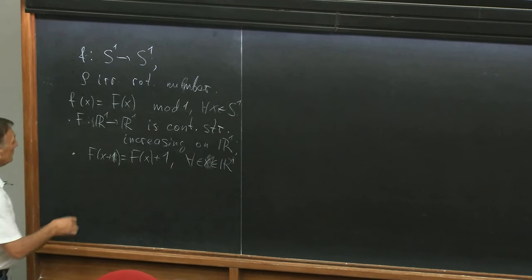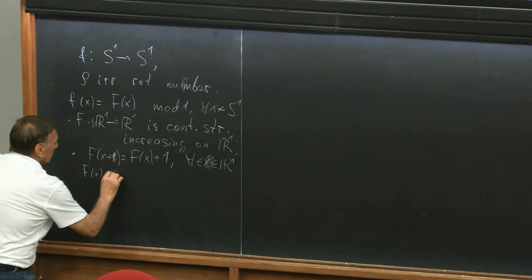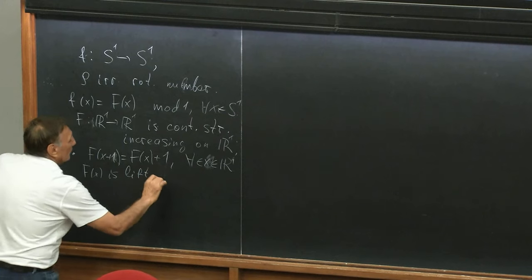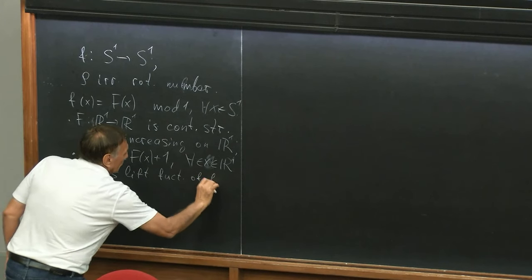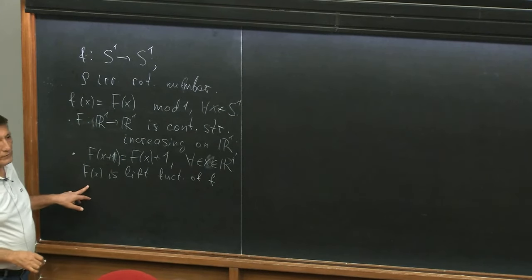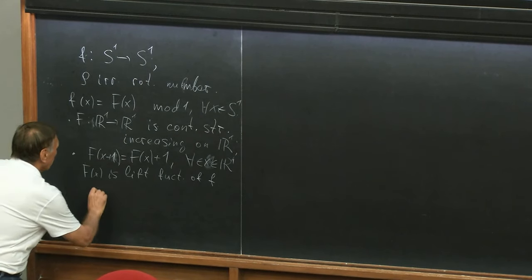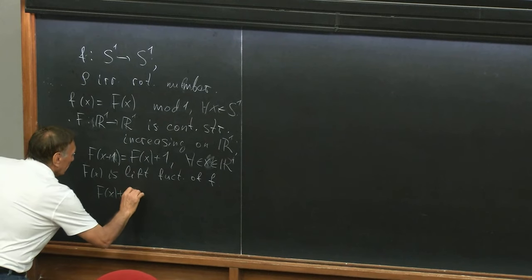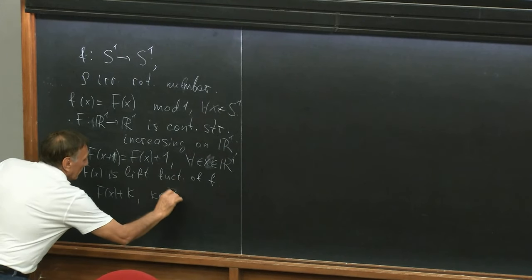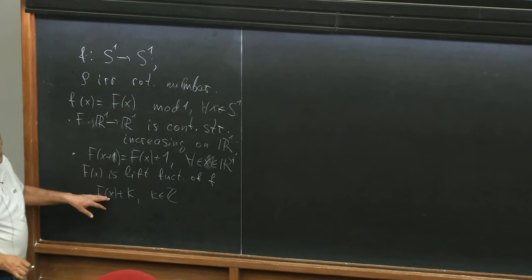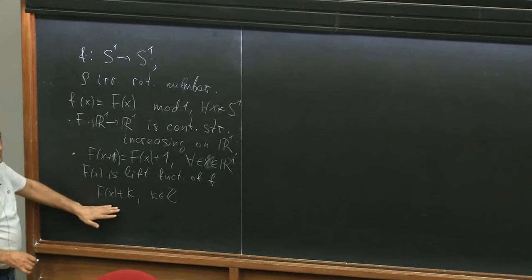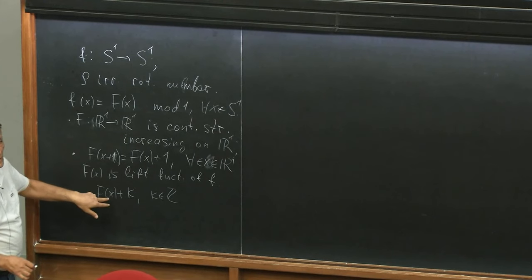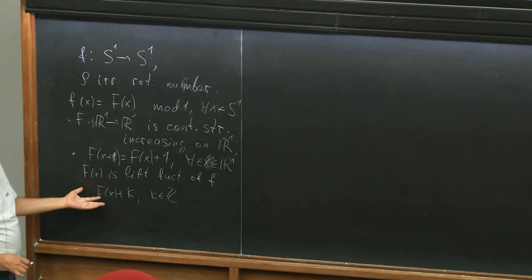Capital F of x is called a lift function, or simply a lift, of the homeomorphism f. If we know one lift function, then the other ones we can define as F(x)+k, where k is any integer. So if we have one homeomorphism, we can define it by the class of such lift functions. We give one of them, and the other ones we can define this way, this countable set.